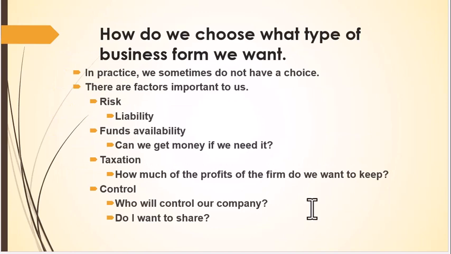So how do we choose what type of business form we want? In practice, we don't really have a choice all the time. So there are some factors that are important to us. Number one, primarily, I believe, is risk. The riskier the business, the more you're concerned about your liability. The more risk there is, the more likely you want to have limited liability. So you want to be either a limited partner or you want to be a corporation.